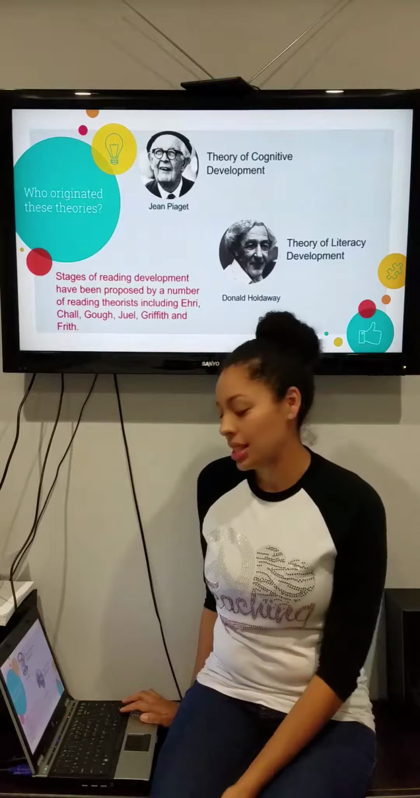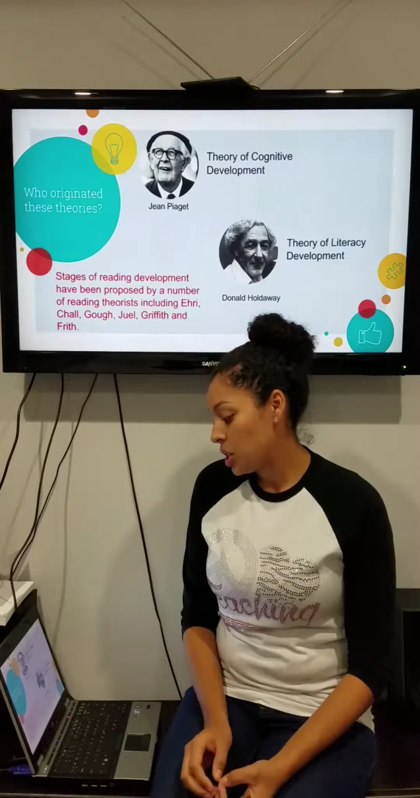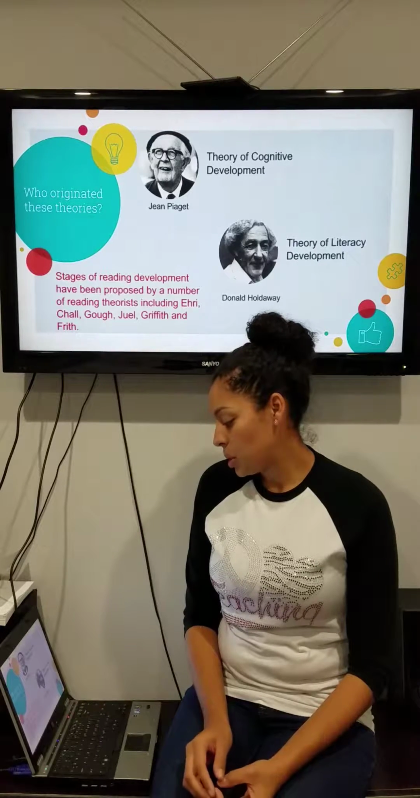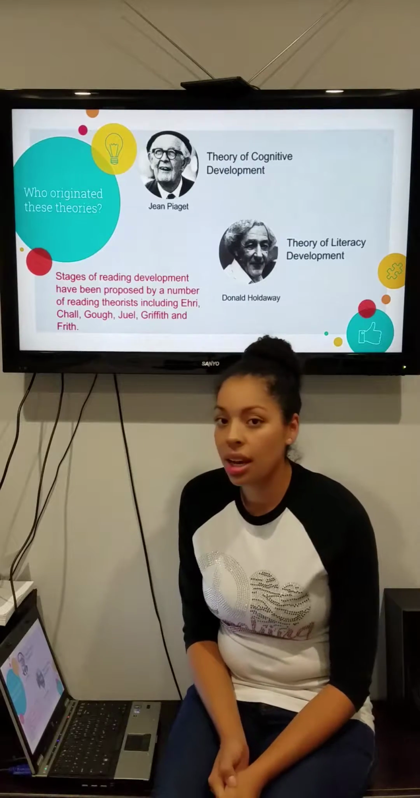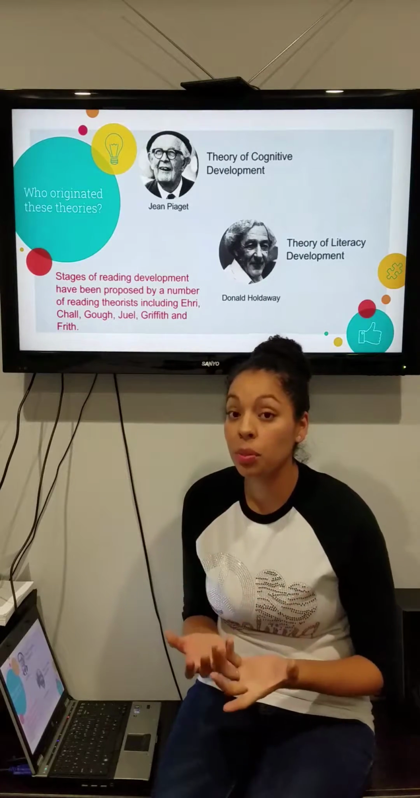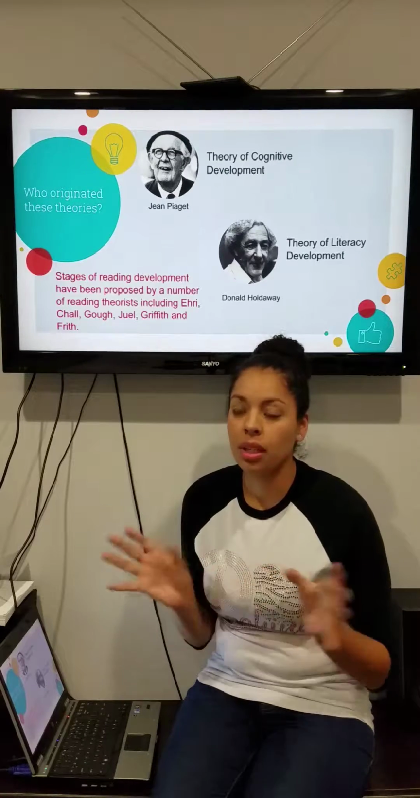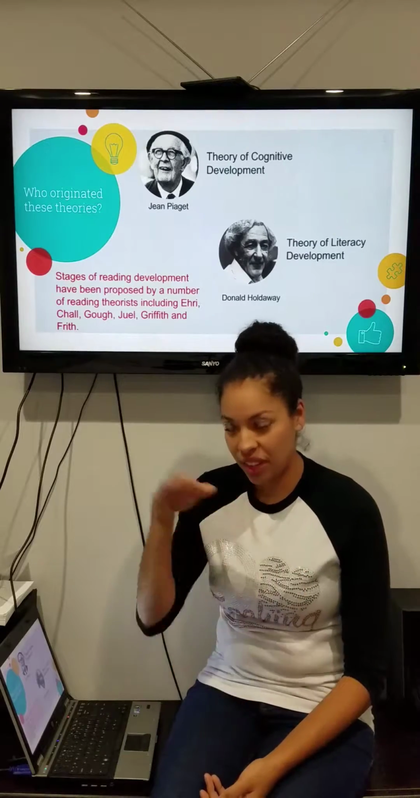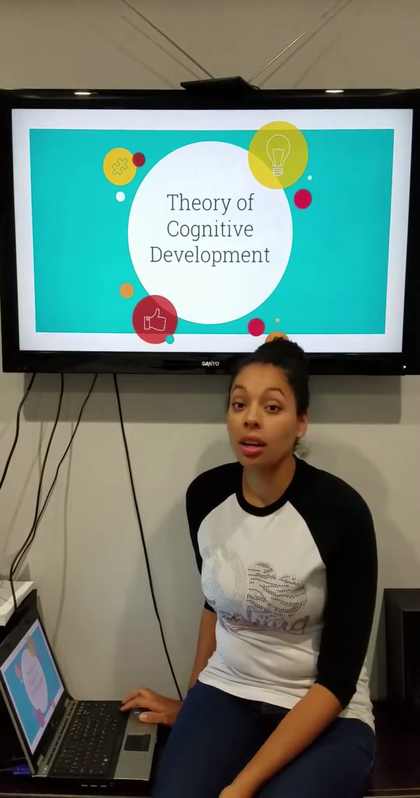So who originated these theories? The theory of cognitive development was originated by Jean Piaget, and the theory of literacy development was originated by Donald Holdaway. Now, the stages of reading have been proposed by a number of people, but these four stages have been agreed upon amongst all these various theorists. So let's begin with the theory of cognitive development.